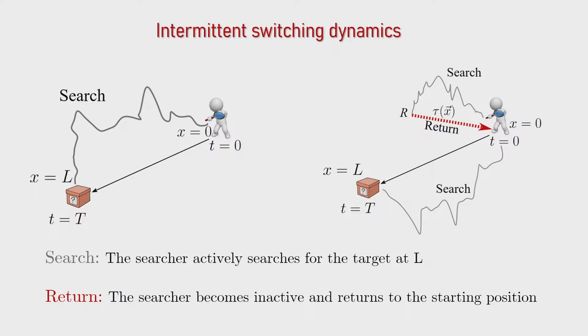In the search phase, the searcher is performing its own underlying dynamics to locate the target. However, in the return phase, the searcher's main job is to return towards the starting position or its home. And after it returns to its starting position, it renews the whole search process and starts searching again for the target. So this is the simple strategy with search and return phase.